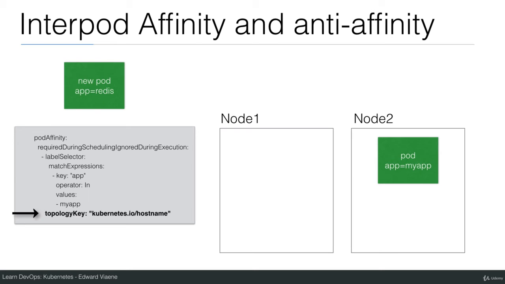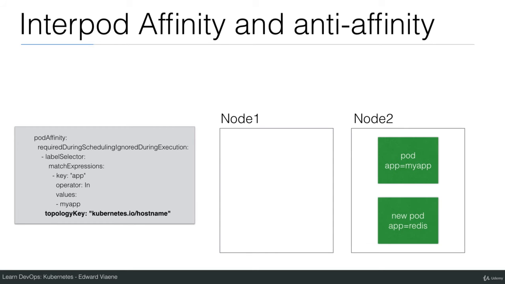And when it matches, then the topology key is important. Here we say the topology key is kubernetes.io/hostname. So that's the host name of the node. So if the expression matches, then this pod will be scheduled on the node that has the same topology key value. So the value of kubernetes.io/hostname is node 2 in this case. So this pod will only be scheduled on a node that has this label kubernetes.io/hostname equals node 2. And this is only one hostname. So that's going to be node 2. So then the new pod is scheduled on node 2 and not on node 1.